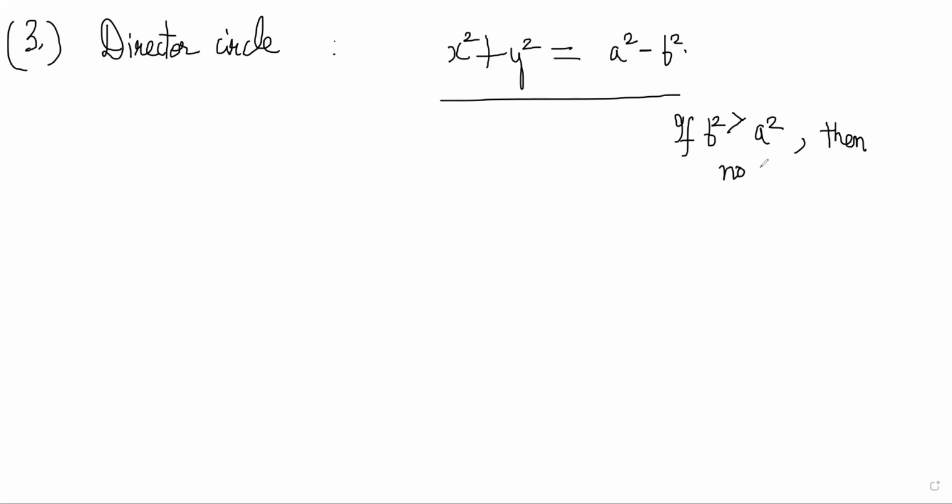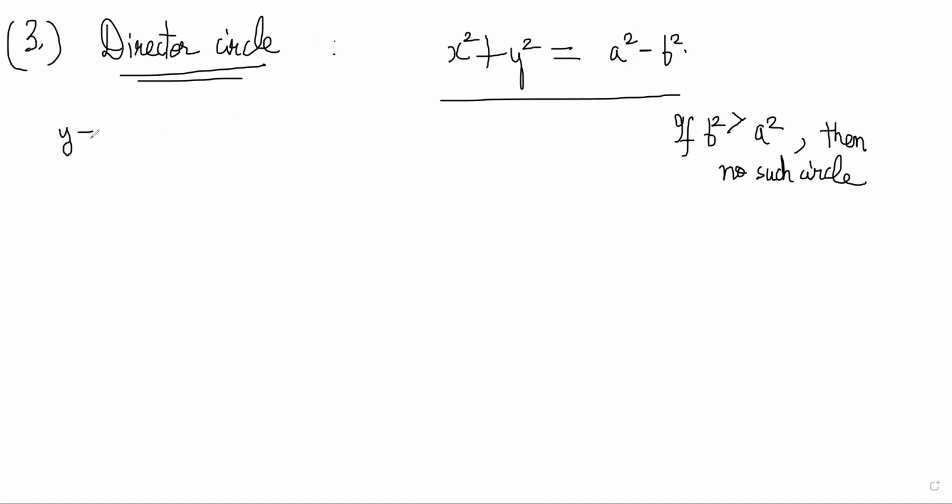And no such circle, right? And if b square is equal to a square, then it is just a point. It's a point, right? And the way to get the director circle locus we discussed for ellipse, right?